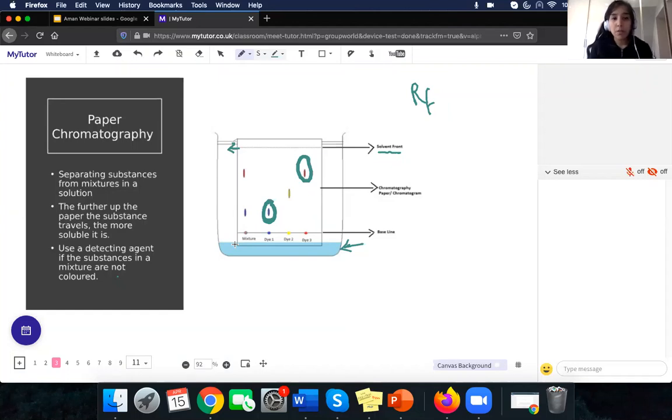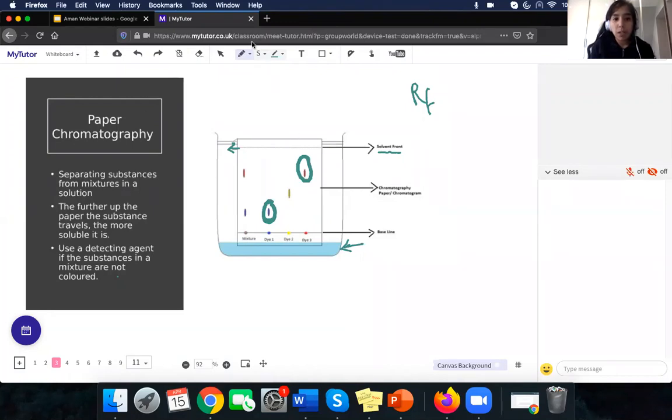Okay, so that brings us to the end of separating mixtures. Before we go on to looking at the periodic table and starting on the noble gases, does anyone have any questions about paper chromatography or fractional distillation?